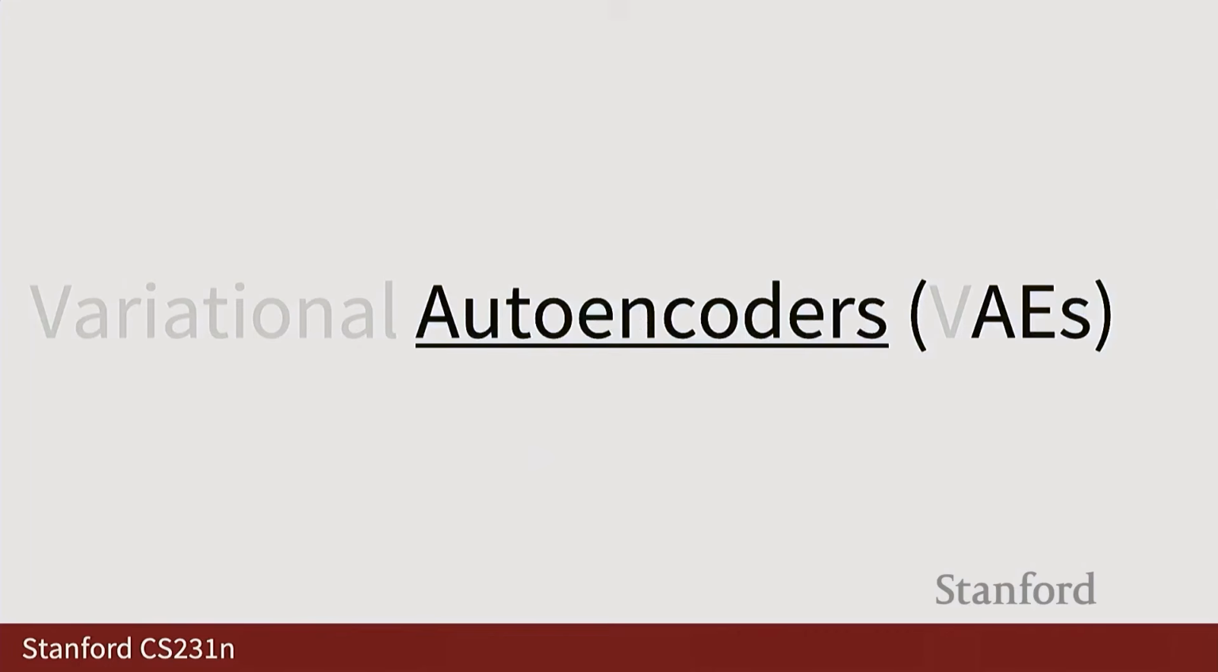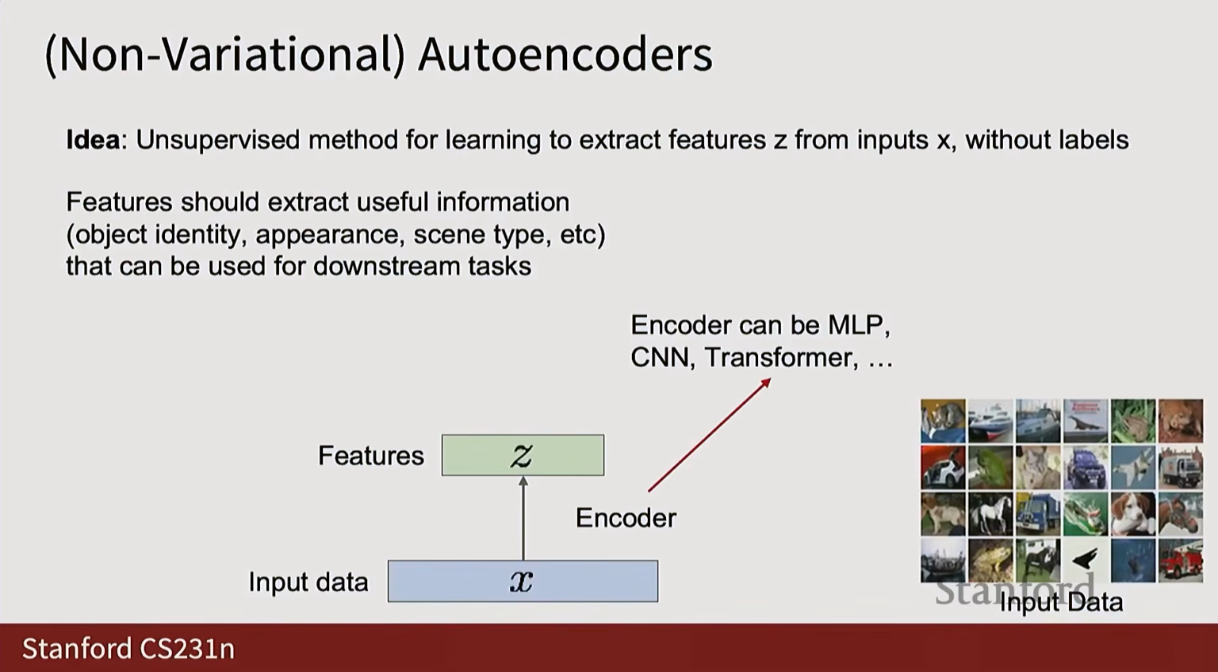Okay. Good questions. So then in a variational autoencoder, things get hairy. So we're actually going to drop the V and talk about autoencoders for just a couple slides, because I don't think we've done that yet this course. So in a non-variational autoencoder, this is basically going to be an unsupervised method for learning to extract features Z from inputs X without labels. And this actually is kind of in this vein of self-supervised learning that we just talked about.